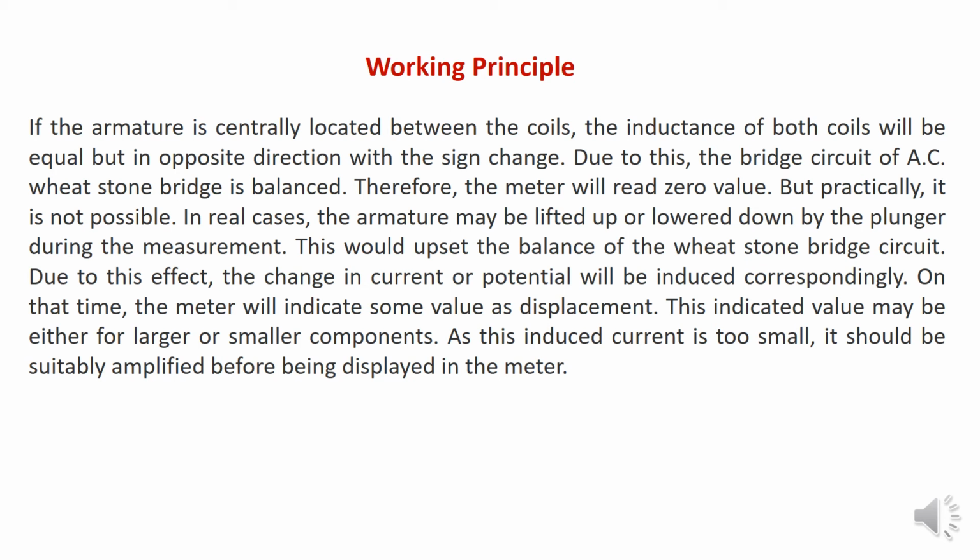In the real case, the armature may be lifted up or lowered down by the plunger during the measurement. This would upset the balance of the Wheatstone bridge circuit during the measurement. Due to this effect, a change in current or potential will be induced correspondingly. At that time, the meter will indicate some value as displacement. This indicated value may be for either larger or smaller components. As this induced current is too small, it should be suitably amplified before being displayed on the meter.